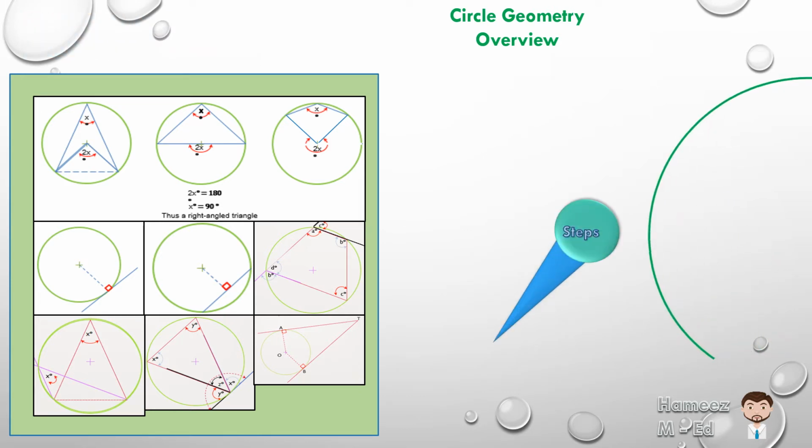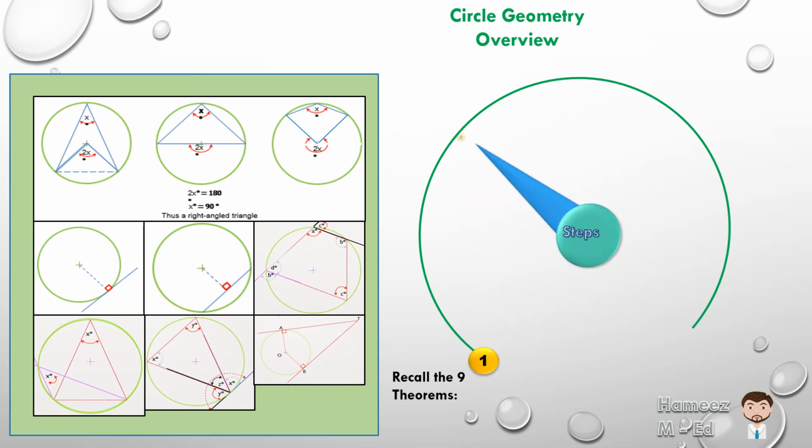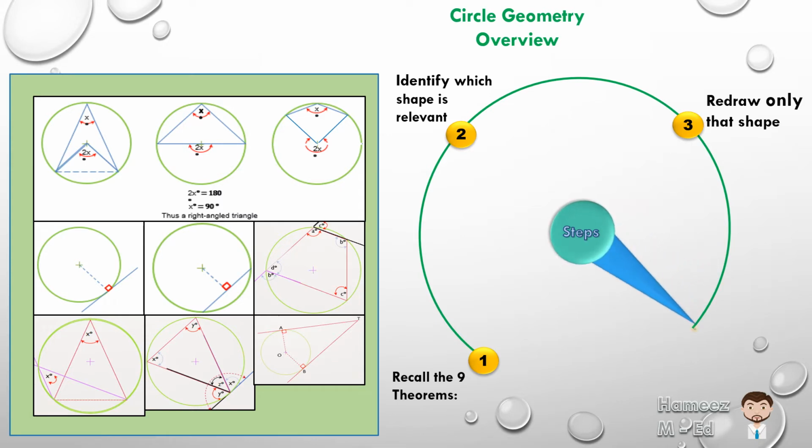And let's look at the general steps that we should follow when we're solving this question. The first being that when you're doing a question, if students are getting problems, then they should make a sketch of these 8 theorems. And then identify which shape is relevant for what is being asked in the question. Redraw that shape, and then apply our rules and solve.